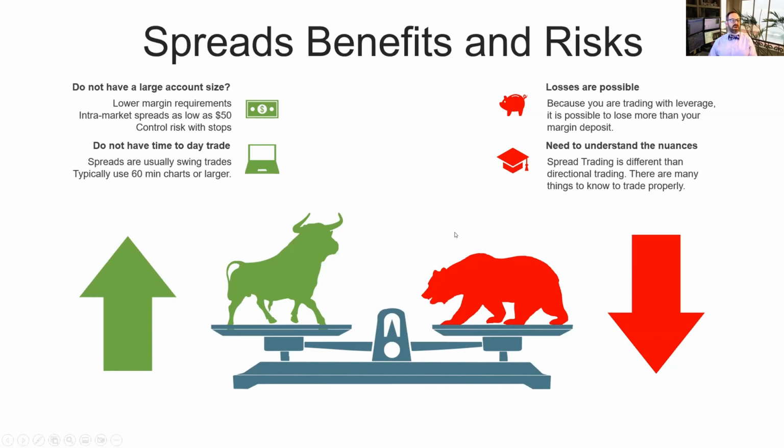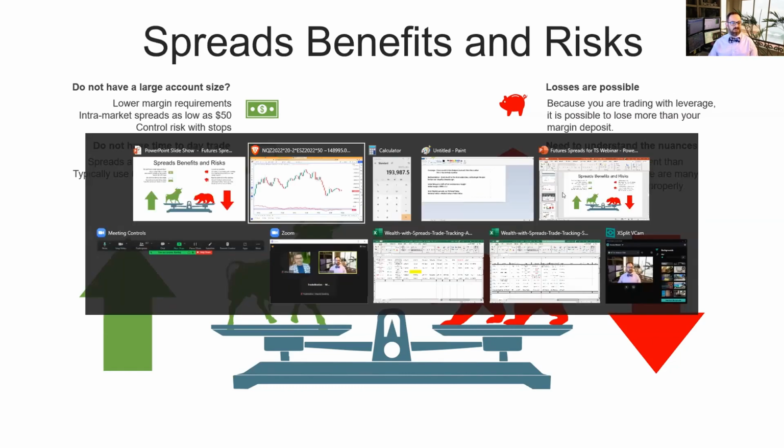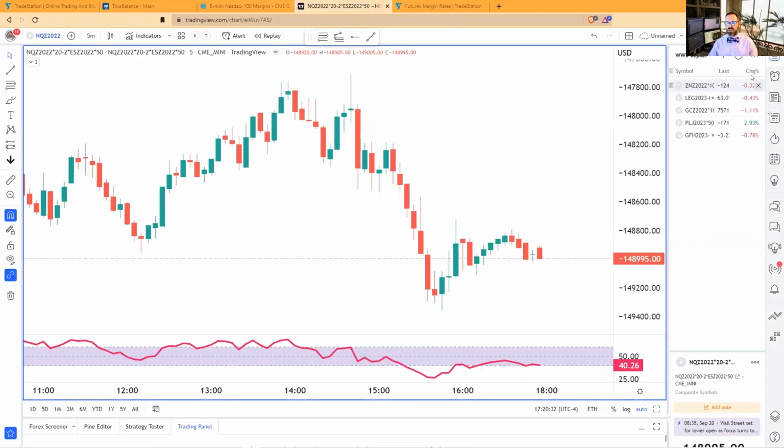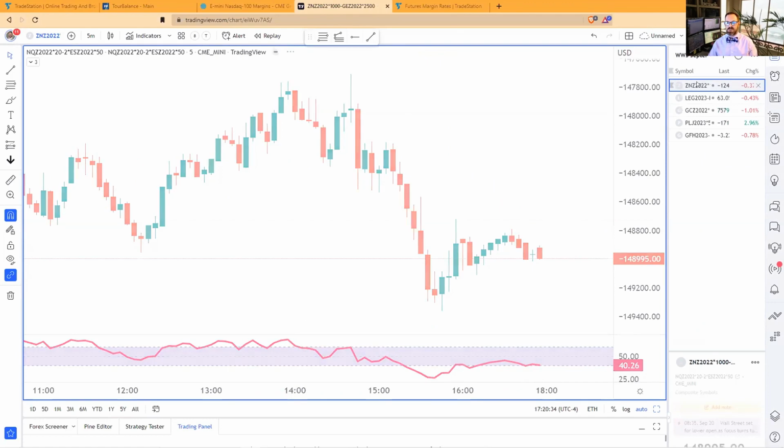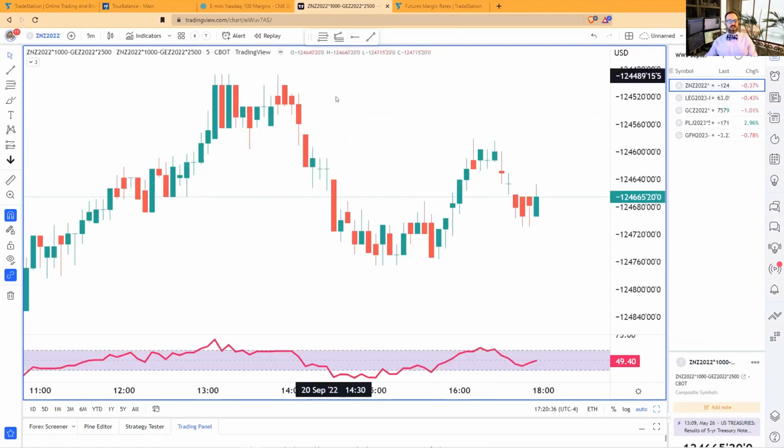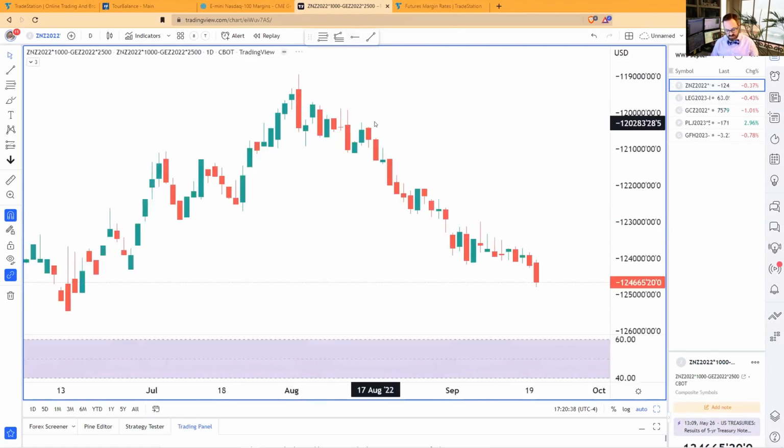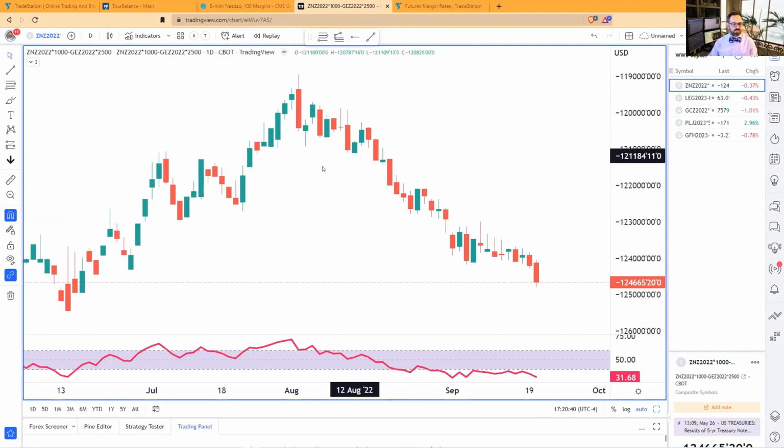So anyway, if you don't have time to day trade, as I mentioned, most spread trades are longer term. So basically you're looking at holding on to trades 60 minutes or larger. I have a couple of trades I've been focusing on right now. Here are my September trades. This is called the NOB, or notes over bonds. Go out to a daily chart, and basically, this has been a nice decline.